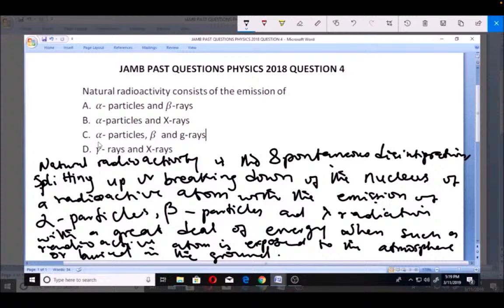So if you look at this, you see that option C has alpha, beta, and gamma rays, but it's represented here with G, but this is actually gamma rays. So that makes it the option that has the complete specification of all the particles that are emitted, alpha, beta, and gamma rays. Those are the emissions during natural radioactivity, which is the spontaneous decay or disintegration of the nucleus of a radioactive atom. So C is the right answer. And this is the complete definition of natural radioactivity.